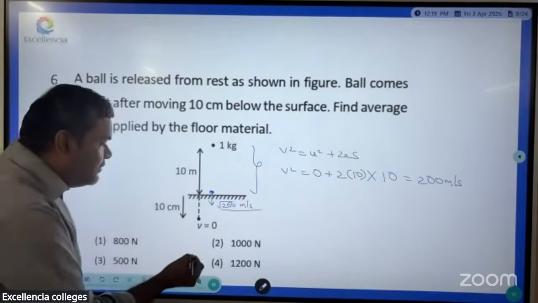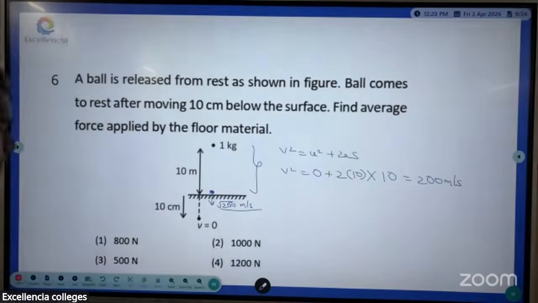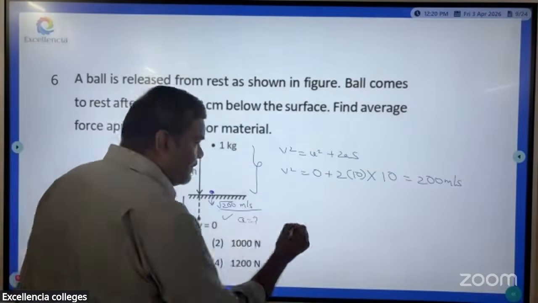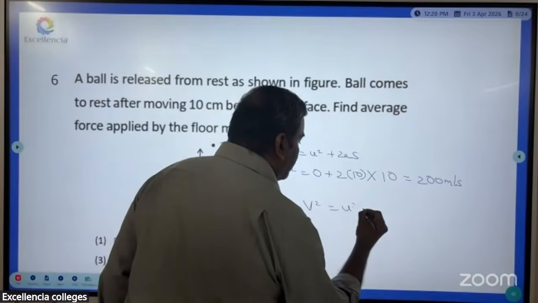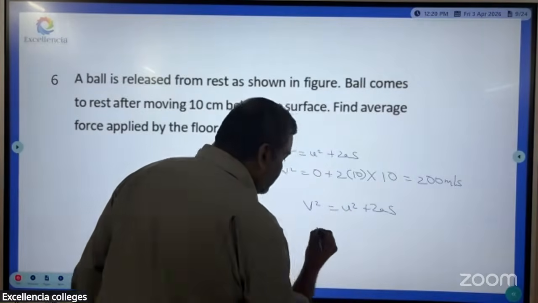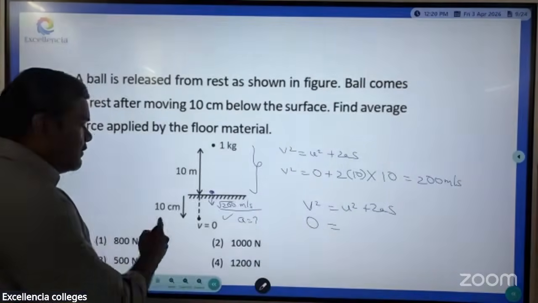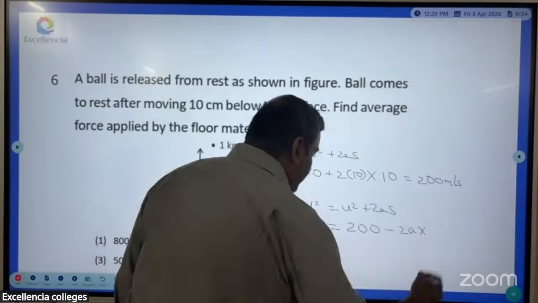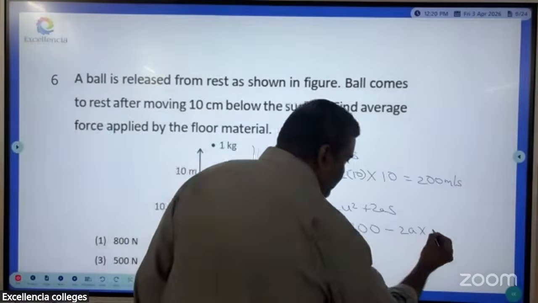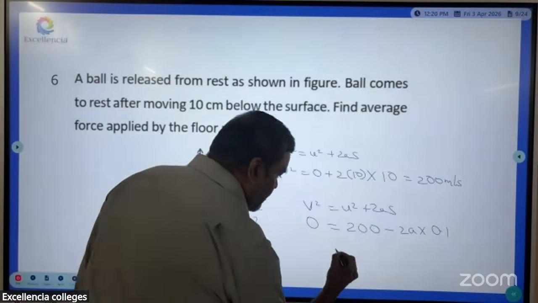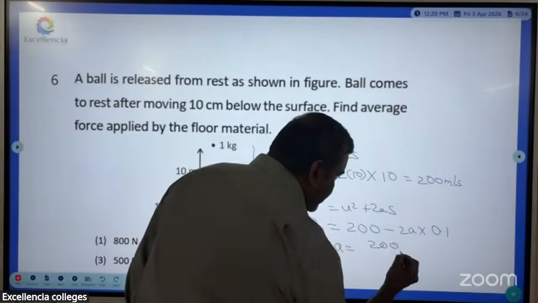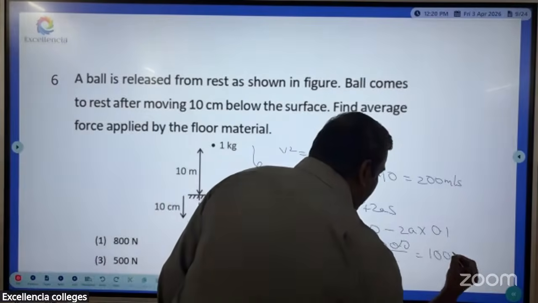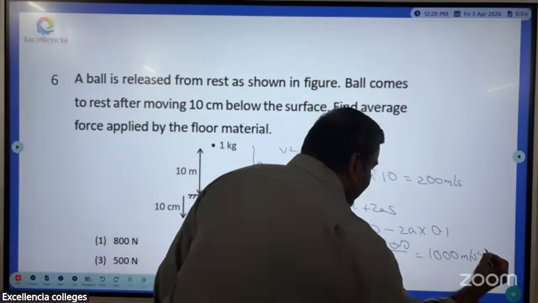And finally, after penetrating a distance of 10 centimeters, it stops. So again, in order to find the acceleration, we will write the equation once again. v squared equals u squared plus 2as. Final velocity is going to become 0. Initial velocity squared is 200. That's going to become 200 minus 2 into acceleration into displacement. Displacement is 10 centimeters, that's going to become 0.1. The acceleration will become 200 by 0.2. And that's going to give me 1000 meter per second squared as the acceleration.